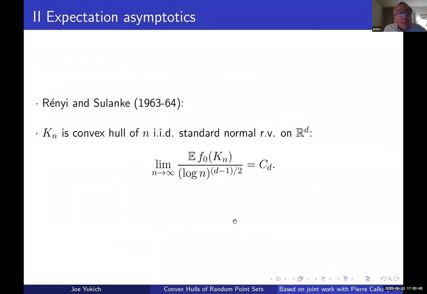All right, so moving along to the convex hull of IID standard normal random variables, the expected vertex count scales like a power of log n, or it's log n to the power d minus 1 over 2. This log n to the power d minus 1 over 2 more or less is the expected number of outliers in a Gaussian sample in R^d.